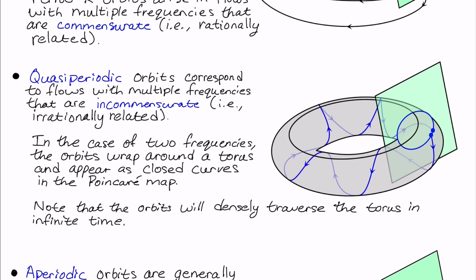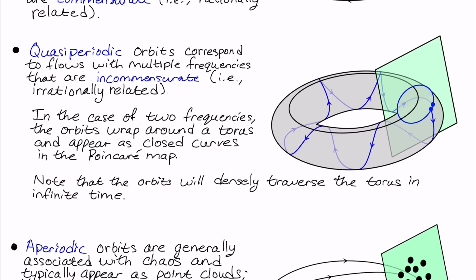That is not necessarily going to happen in real systems. This is just an illustration of this behavior. And then, as I said, with infinite time, the orbits will densely traverse the torus and touch every single possible point.